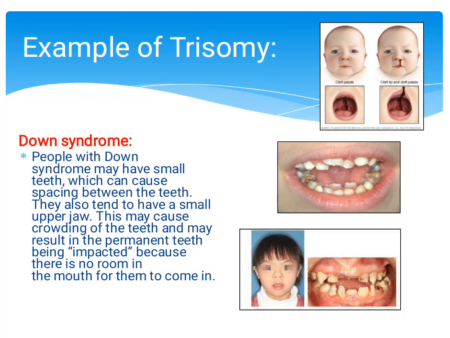Examples of trisomy. Down syndrome. People with Down syndrome may have small teeth, which can cause spacing between the teeth. They also tend to have a small upper jaw. This may cause crowding of teeth and may result in permanent teeth being impacted because there is no room in the mouth for them to come in. In the second diagram, you can see crowding of teeth.